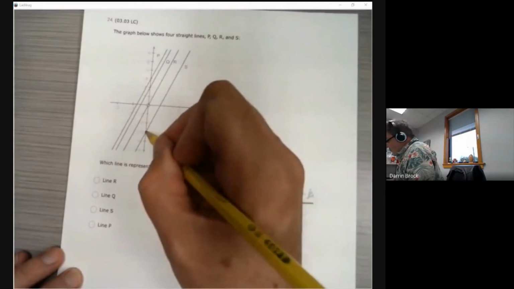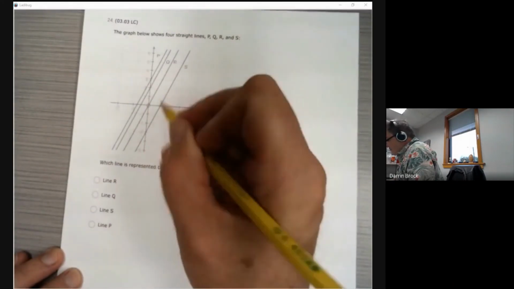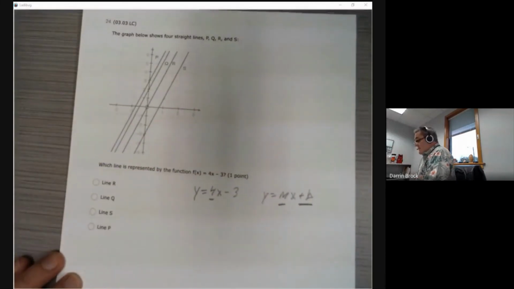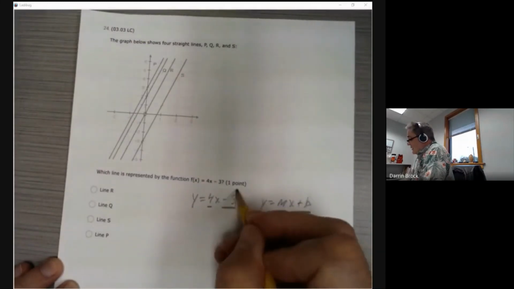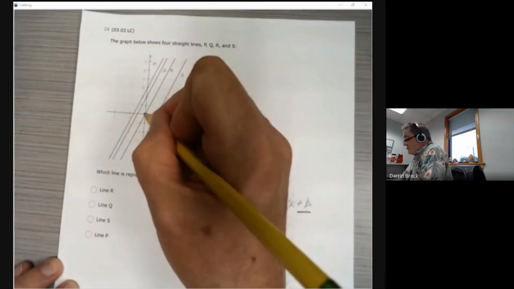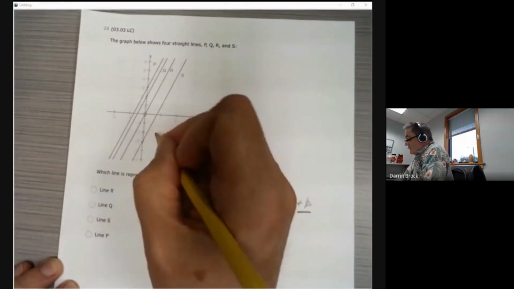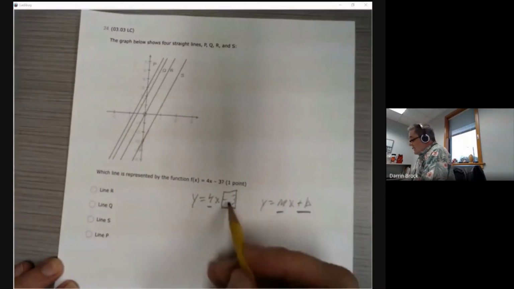See, this goes from 3 up 4, 1, 2, 3, 4, and over 1. So it goes from there to there's a slope of 4. They all have a slope of 4. But which one has a y-intercept of -3? Here's 0, -1, -2, -3. This is the only line right here that has a y-intercept of -3.